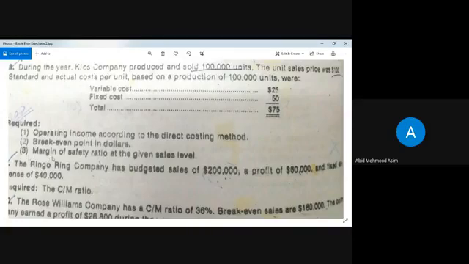And then the third requirement of this question, margin of safety ratio at the given sales level, and given sales level is 1 lakh units. So when you have calculated this break-even point in sales, you should also have your normal sale. Your normal sale would be 1 lakh multiplied by 100. So 10 million would be your normal sale.